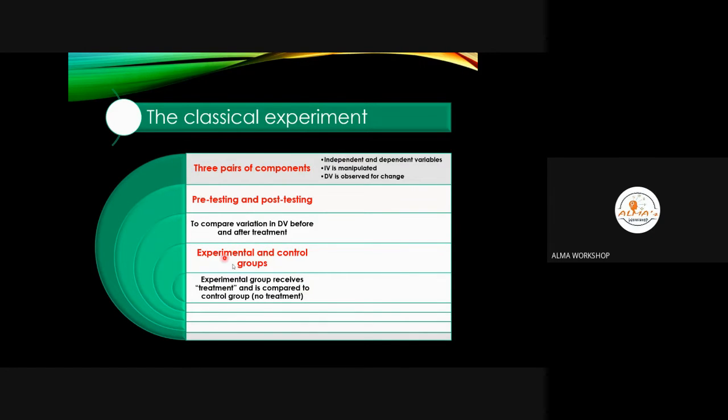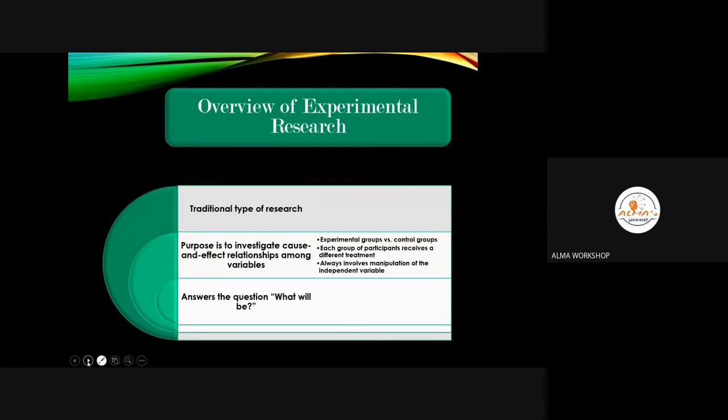And you have the experimental and control groups for any experimental research design. The experimental group receives the treatment and it is compared with the control group. To the control group, you don't give any treatment. That is what we try to understand.